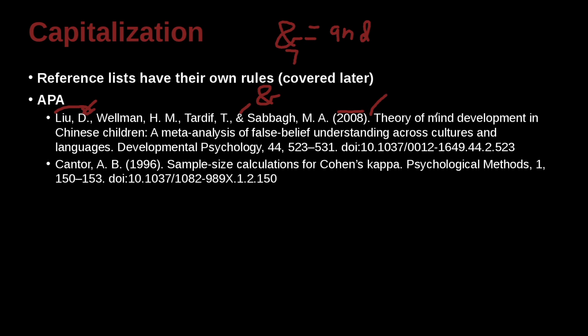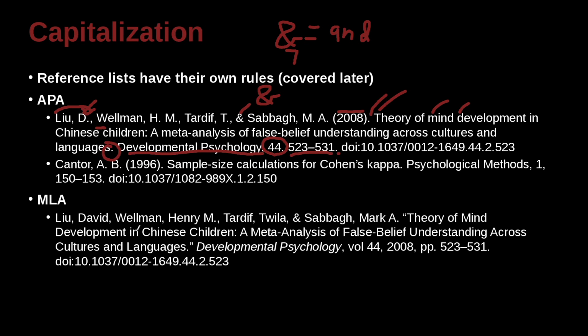And then we have the title of the paper. In this case, the title is Theory of Mind Development in Chinese Children: A meta-analysis of false belief understanding across cultures and languages. That sounds like an interesting paper. But we don't have time to look at that now, but you can notice that the first letter T is capitalized, but then M, D, and then C in children is not capitalized. That is the APA's approach. They do not capitalize inside the title, just the first letter of the first word. And then down here we have a period ending the name of the article. Then we have the journal's name here and the issue number, the page number, and then a period.